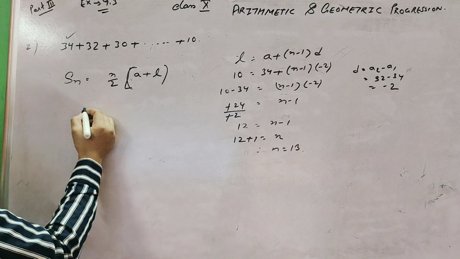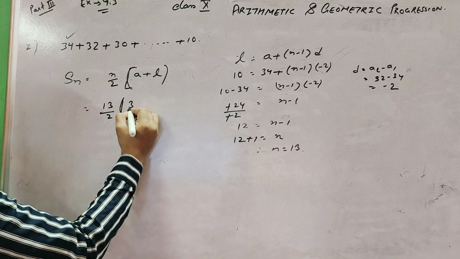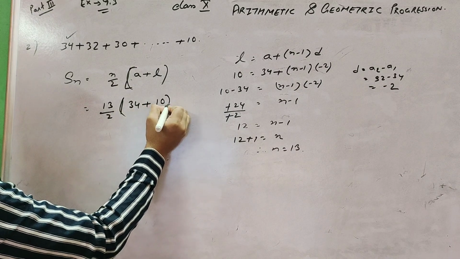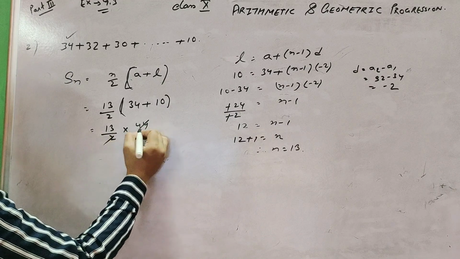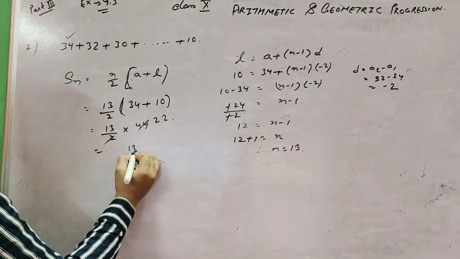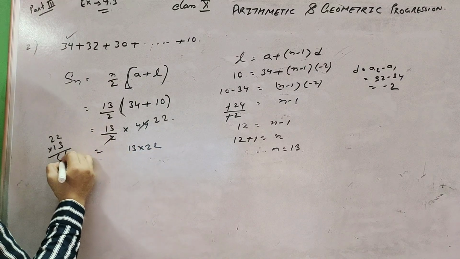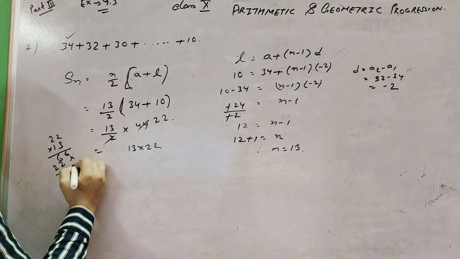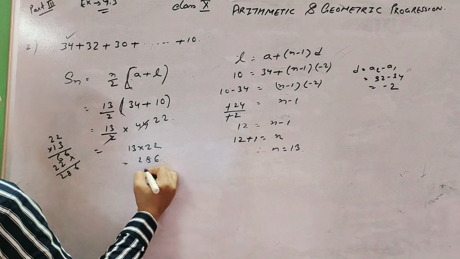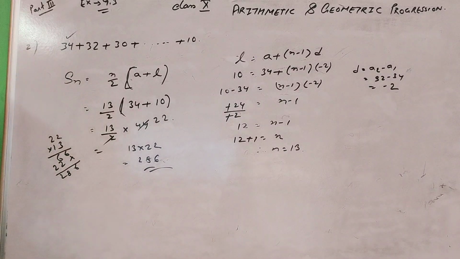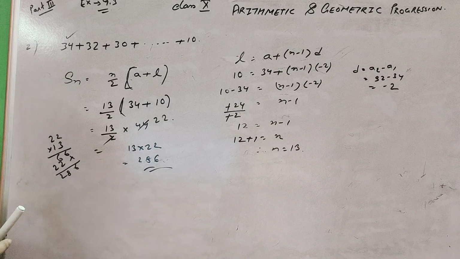So in place of n we write 13 upon 2, in place of a we write 34, and l, the last term, is given as 10. So 13 upon 2 times 44, that is 22, so 13 into 22, that is 286. Note it.